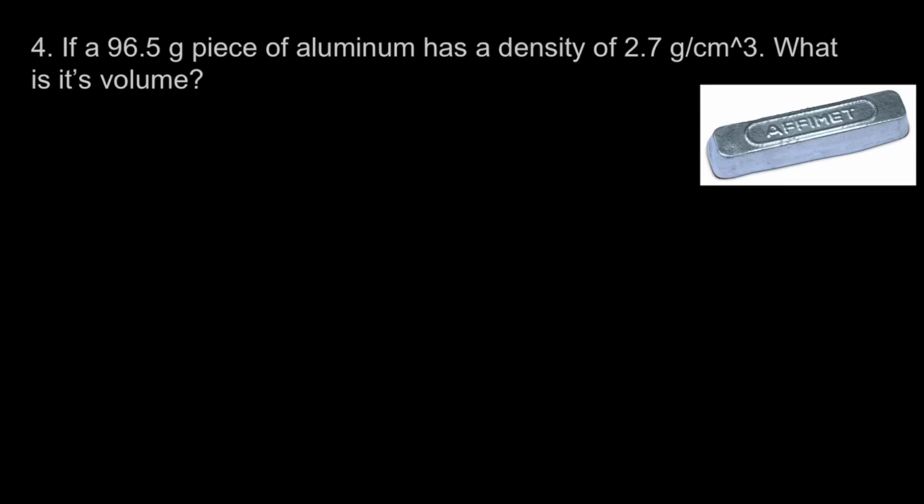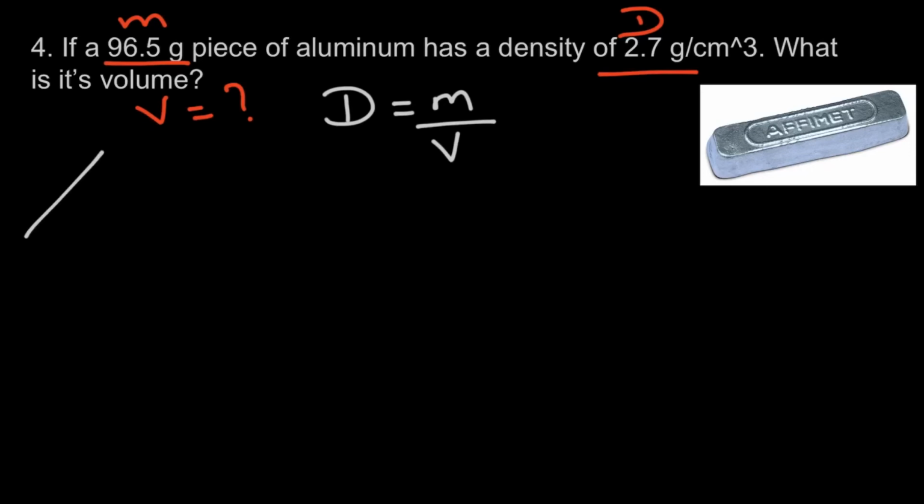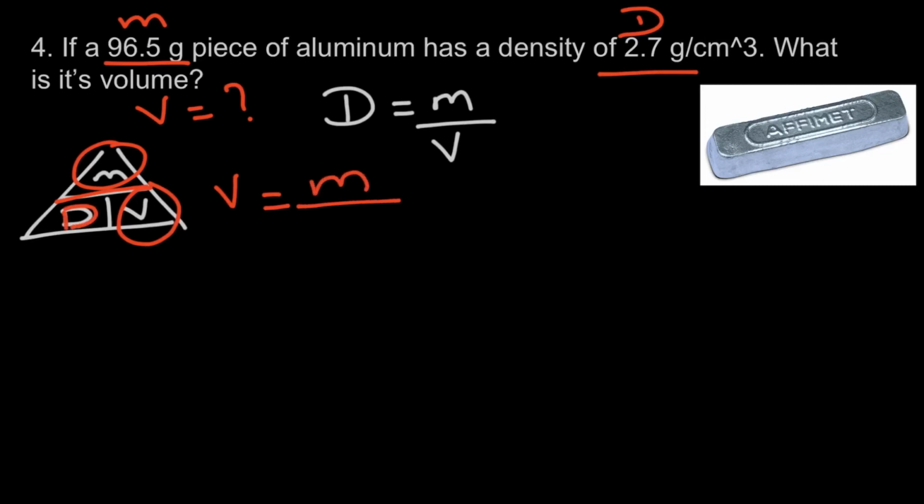Let's practice one more problem. If a 96.5 grams piece of aluminium, so here we have the mass, has a density of 2.7 grams per centimeters cubed, so here we have the density, what is its volume? So we need to find the volume. So the volume here is unknown. We know that density equals mass over volume, and we also know the density triangle. Now, as I said again at the start, if I want to find the volume, the volume will be mass over the density. So V equals M over D.